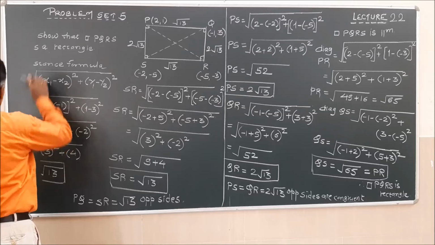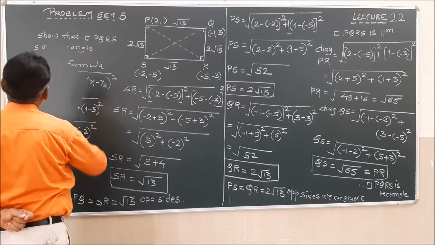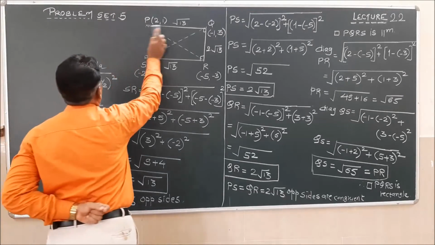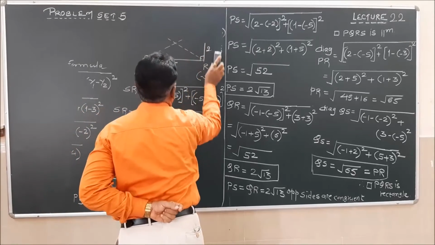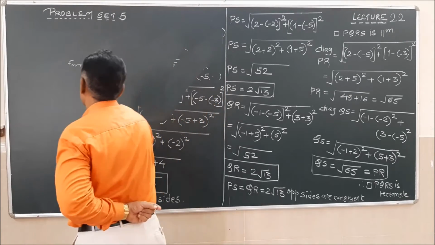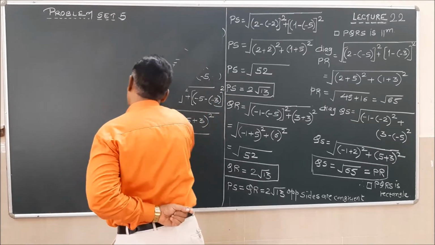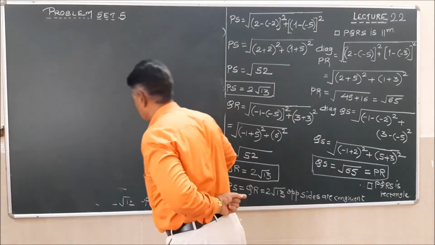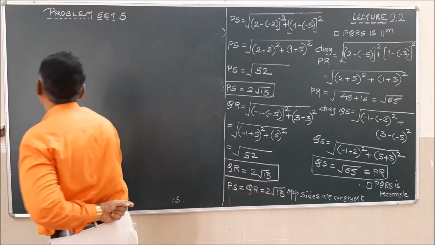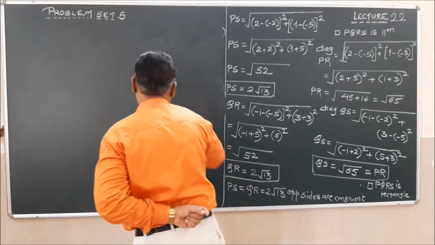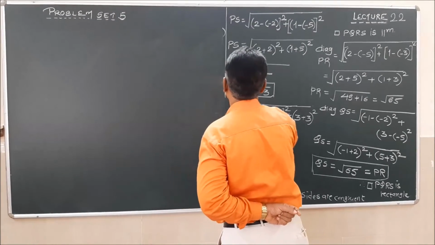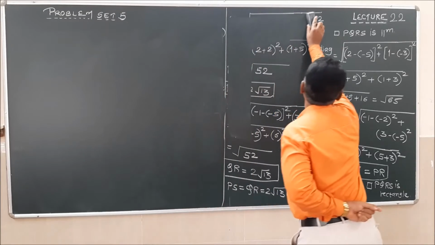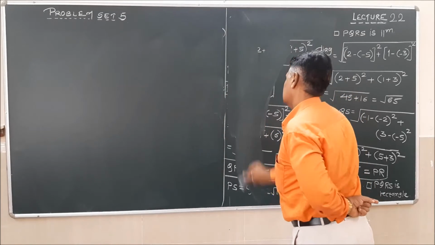Now I am going to do sum number 13. The sum number 13 is also from problem set 5. Sum number 13 is also very lengthy. In that they have given us a triangle. Okay, they have given us a triangle. And the vertices of the triangle they have given us, and they ask us to find out the length of the medians.